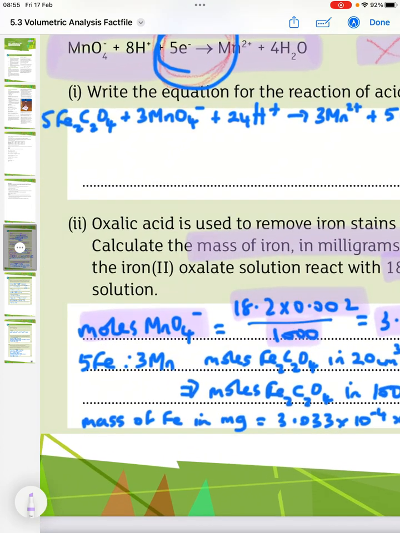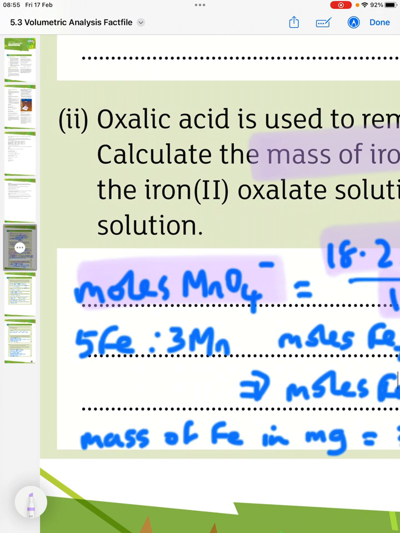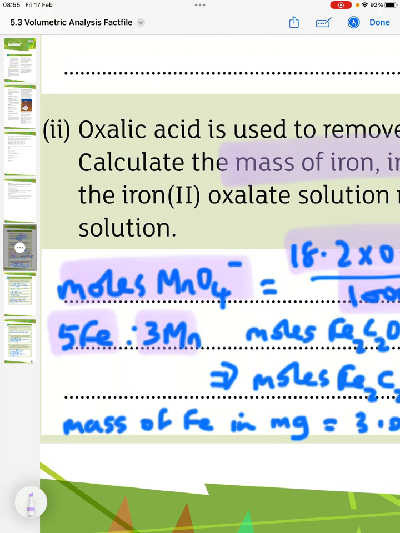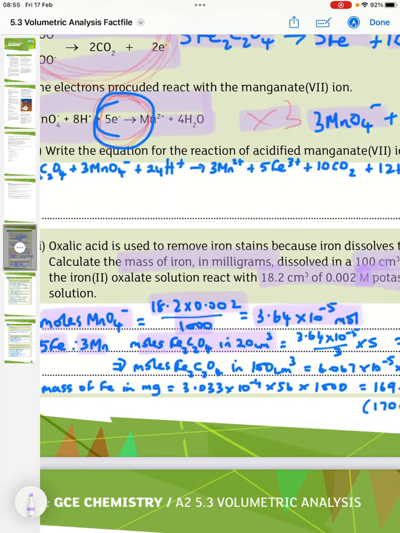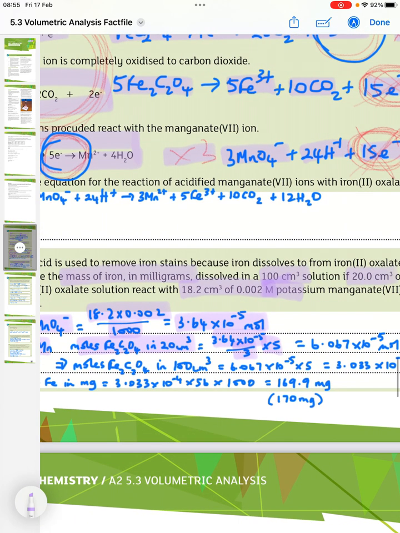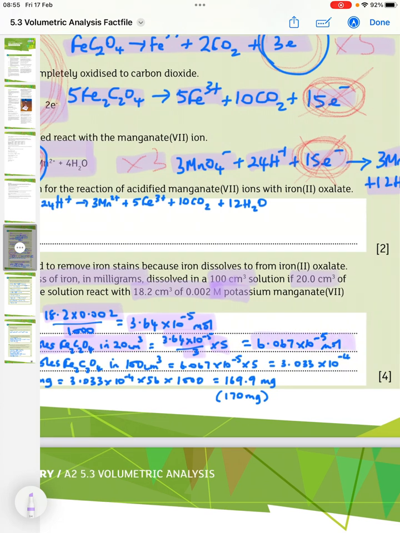Now, we know that the iron and manganese react in a ratio of 5 moles of iron to 3 moles of manganese. So we can work out the number of moles of the iron oxalate in that 20 cubic centimetres. So 3.64 by 10 to the minus 5, we're dividing by 3 and multiplying by 5, and that's giving us 6.07 by 10 to the minus 5 moles.